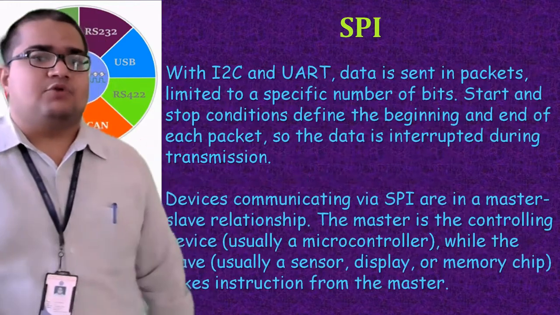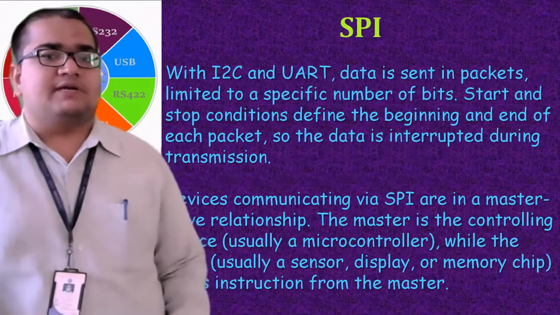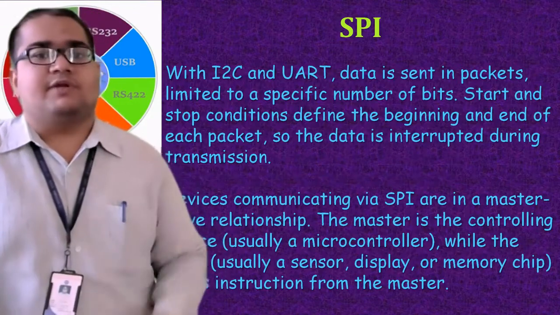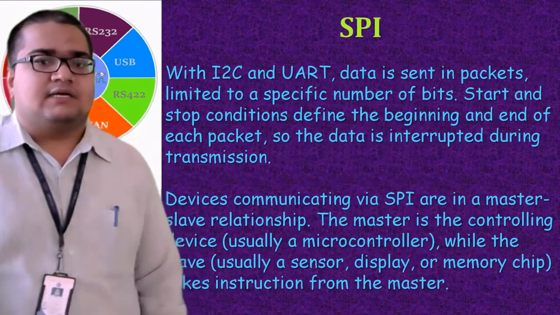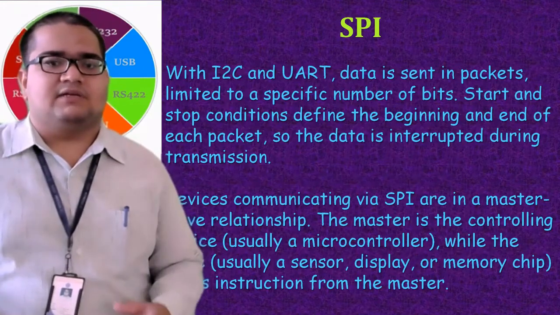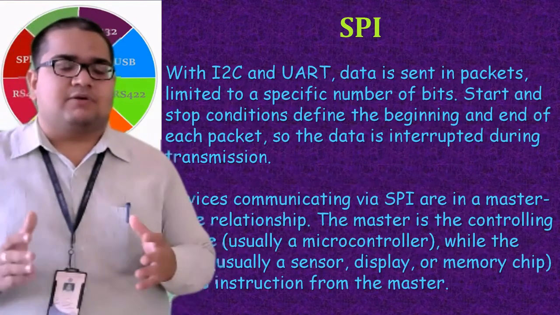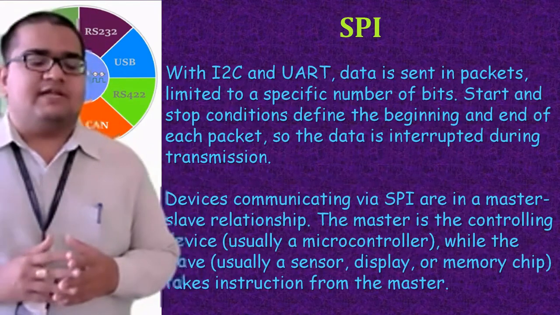With I2C and the UART, the data is sent in packets. Limited specific numbers are there. Start and stop conditions define when communication starts and when communication ends. So the data is interrupted during transmission. Always there are multiple things between the data frames. As we have seen in the I2C, there was this particular acknowledgement bit after every transmission.